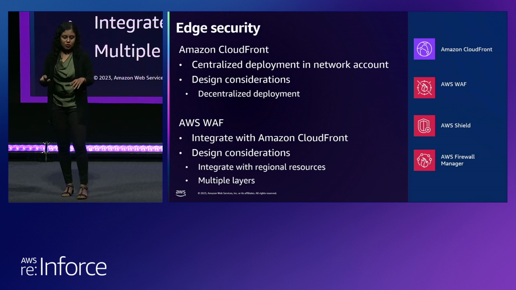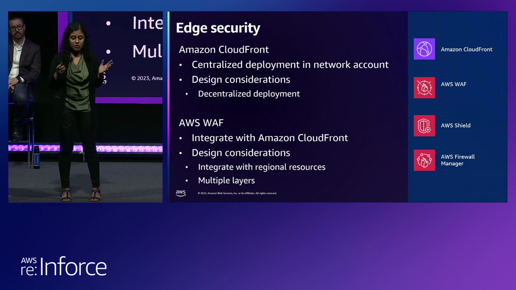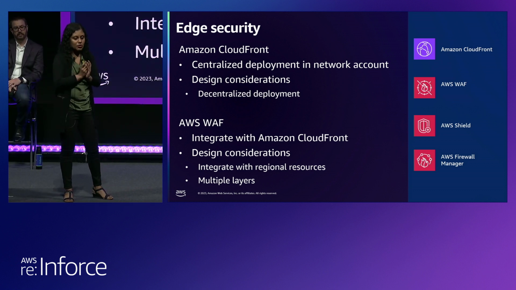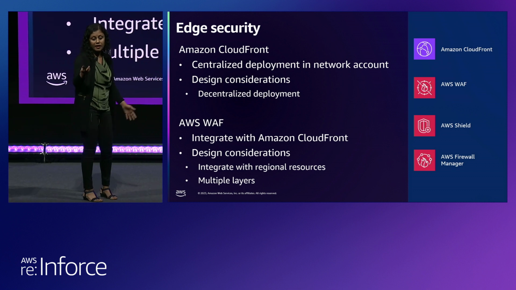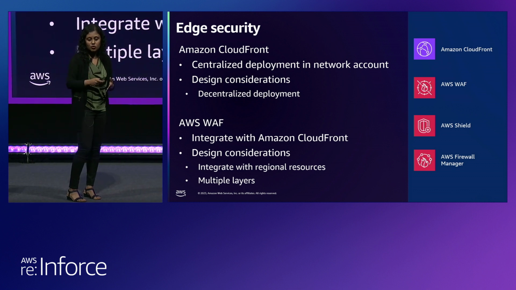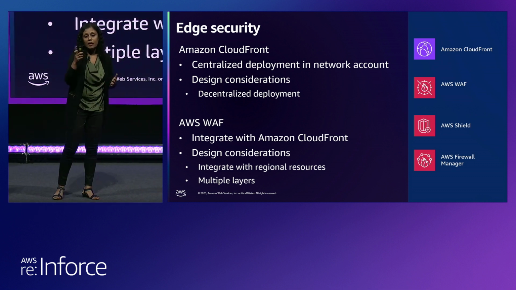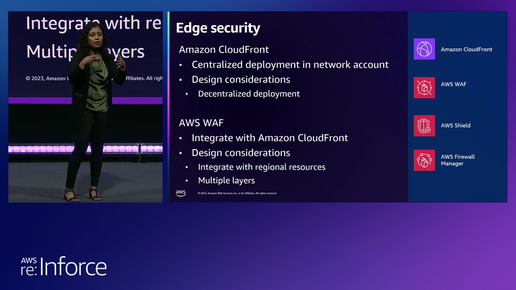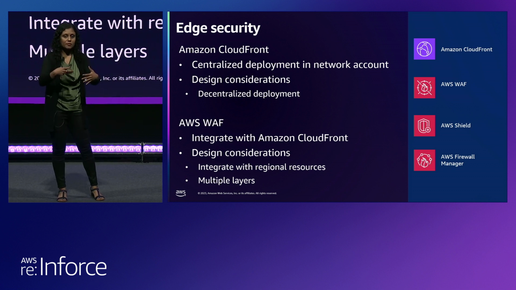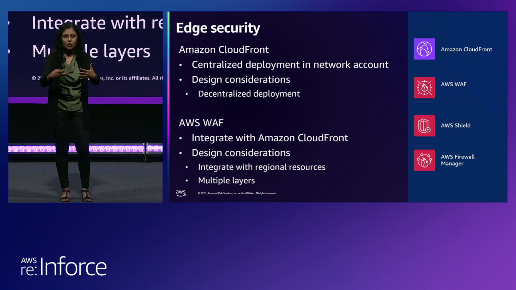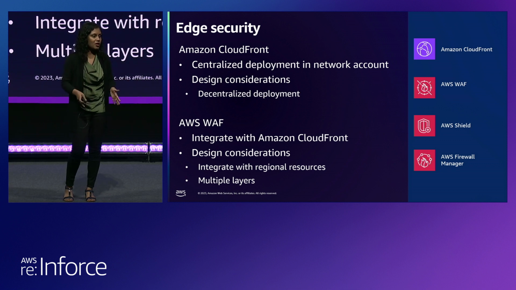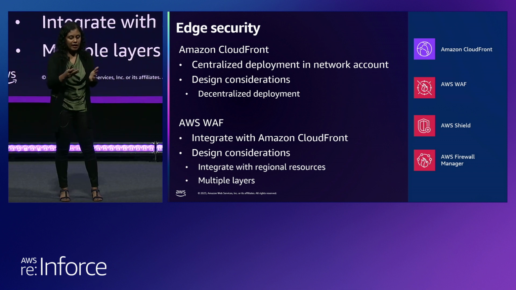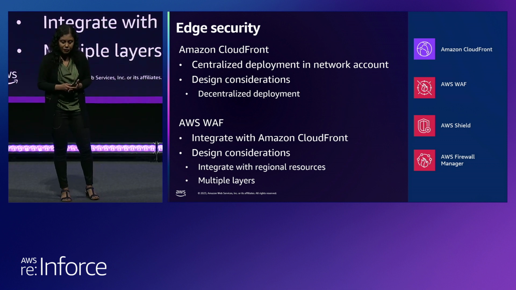Now let's move on to AWS WAF. Our recommendation is to integrate it with Amazon CloudFront. AWS WAF is our web application firewall solution. By integrating it with Amazon CloudFront, you are inspecting your traffic closer to the end user, because now you are processing this at the edge locations. So the recommendation is to start with WAF integrated with Amazon CloudFront.